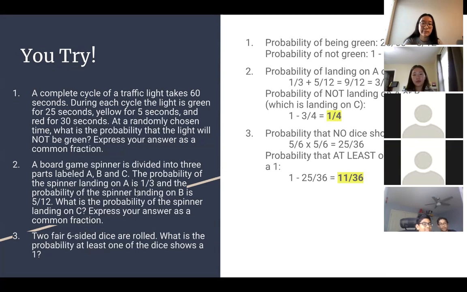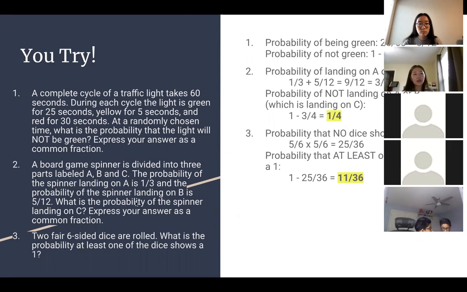Okay, and then for the last one, the question is asking for at least one of them showing a 1. So if we find the probability for no dice showing a 1, which is 5/6 times 5/6, because there's only one 1 on a dice, that's 25/36. And if we subtract that from 1, we get 11/36.